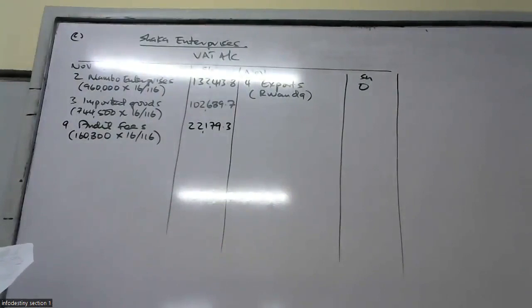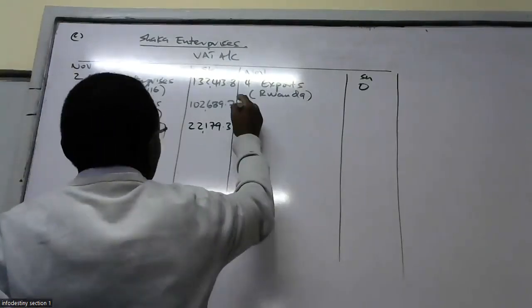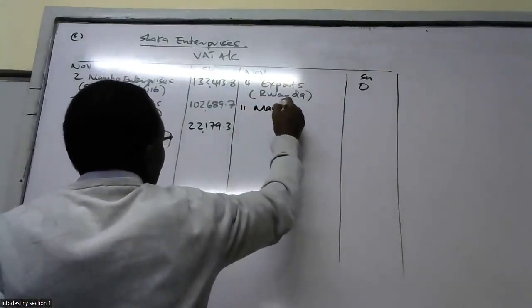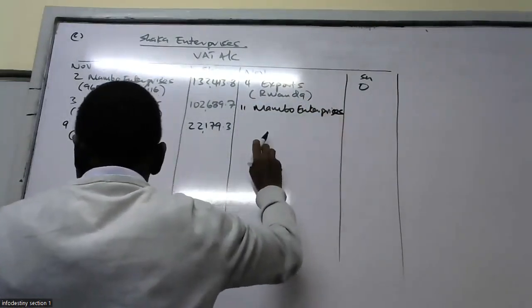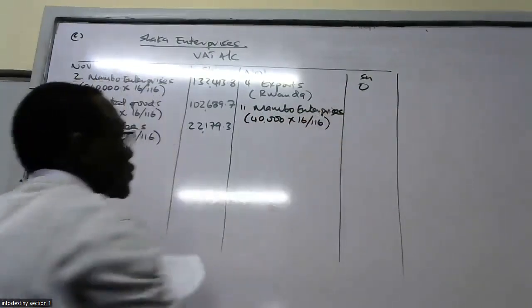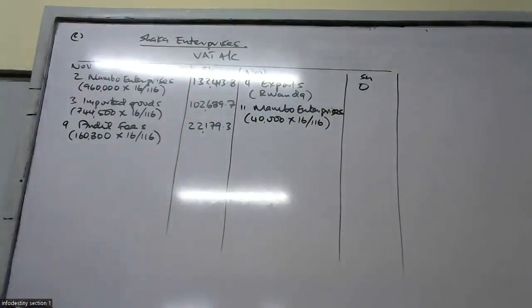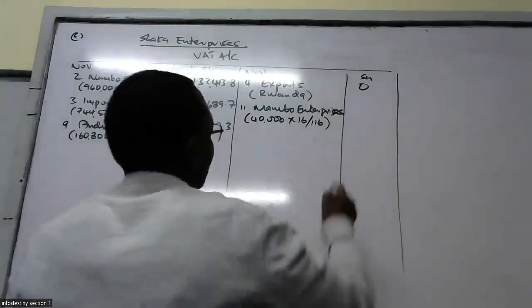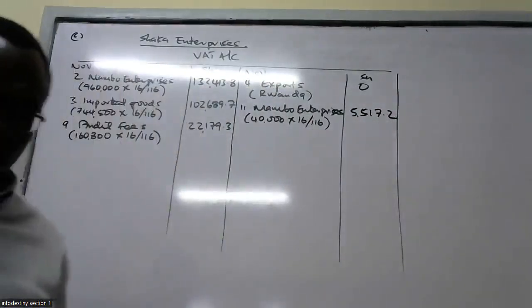Then 11th, returned goods worth 40,000 to Mambo Enterprises. So they were purchases on 2nd, but now they are returning the goods on 11th. So you do the opposite side, and you put Mambo Enterprises. These are purchase returns. Mambo Enterprises on the 11th, and the goods returned are worth 50,000. This is 5,000 from the returns. That's the 11th.